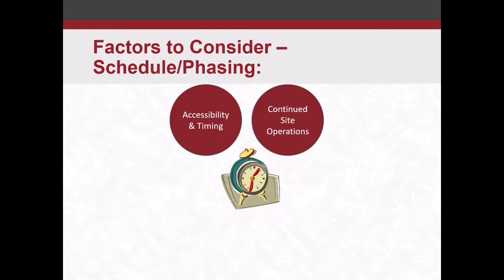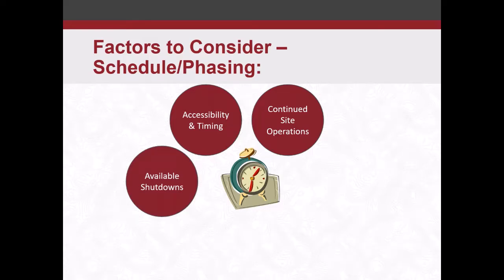Continued site operations. This is a big one, especially when you're dealing with something like a hospital where you really can't shut things down. You have to continue your site operations. How do you do that while you're trying to do abatement? How do you do that while you're trying to do any type of work? Are there things in place that you can do to restrict the work area? Do we have to specify certain phasing and scheduling on that?